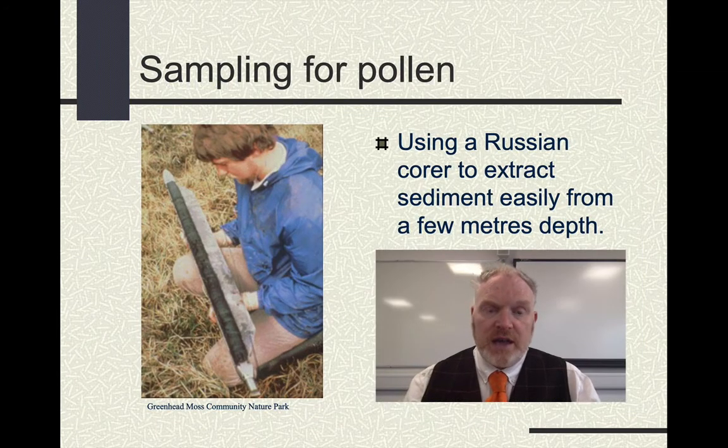Now, the fact that pollen is so small and so abundant means that if we take a relatively small core of sediment, this is an instrument called a Russian corer, which is pushed down into soft sediment, say from a bog. It can be rotated through 180 degrees and pulled back out of the ground, and we get this long, continuous sample of the layers of sediment within that core. From that, we can extract the pollen. A relatively small amount of sediment, maybe a cubic centimetre or so, will give us plenty of pollen to be able to identify.